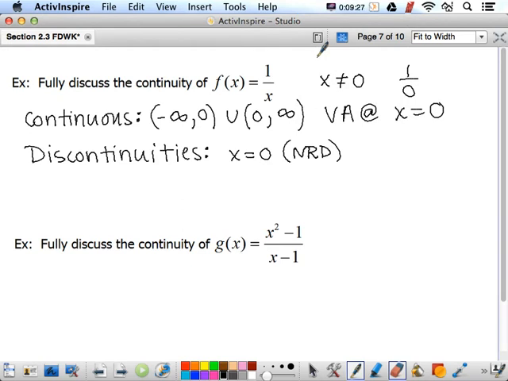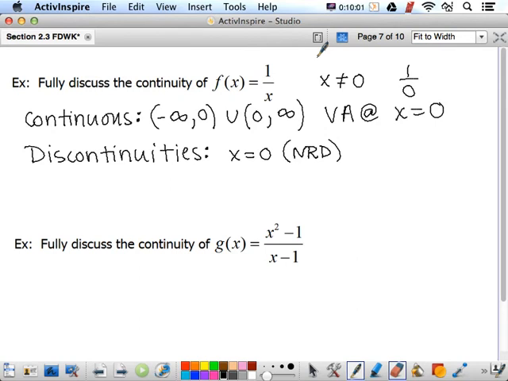Okay, for the second example, we want to fully discuss the continuity of the rational function g of x equals x squared minus 1 over x minus 1. With rational functions, functions that have variables in the denominator, all you have to worry about is where the denominator equals 0. So we know just by looking at this that the only place my continuity is going to be disrupted is at x equals what? 1. All we have to do is determine whether that discontinuity is removable or non-removable.